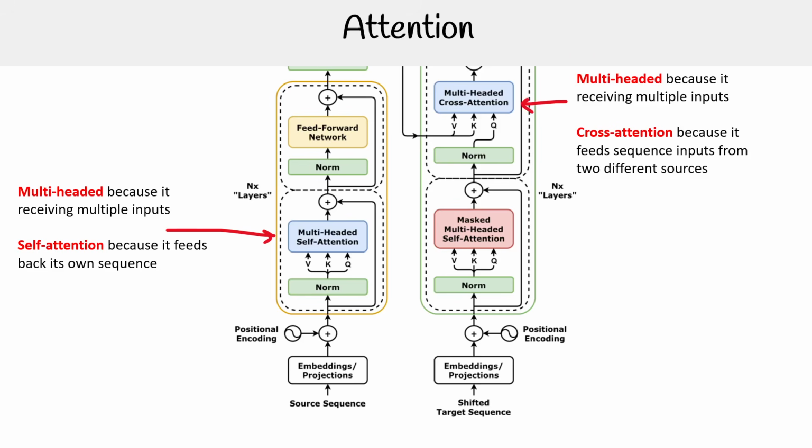On the other side, we have multi-headed cross-attention. So it's multi-headed because it's receiving multiple inputs. So we have the VKQ, but it's cross-attention because it feeds sequence inputs from two different sources. Remember, cross-attention is two different sequences. Well, we have V and K coming from the encoder, and then we have Q, which is actually coming from the decoder. So it's cut off here, but the idea is that the decoder is feeding itself right back into itself, and it goes through here into this one here, and then we get the Q, and it goes right there, okay?